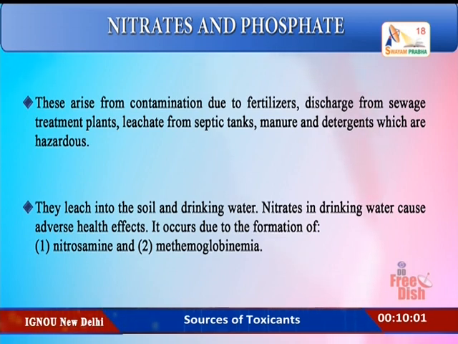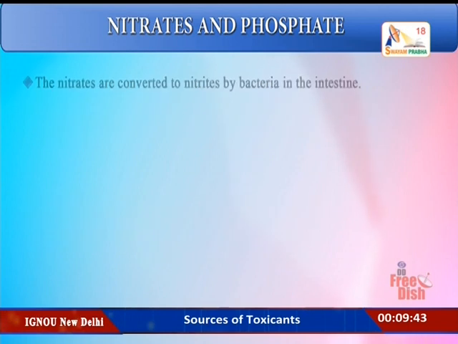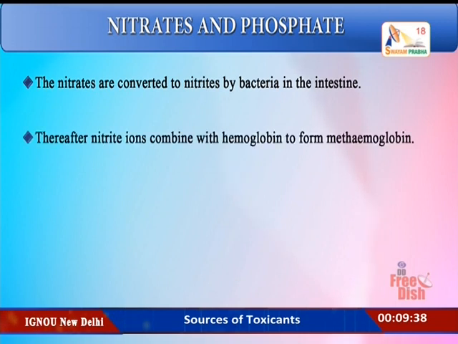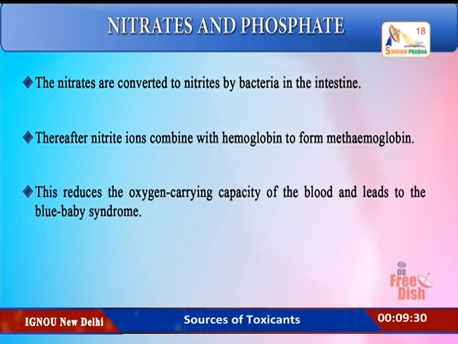Those children are referred to as having blue baby syndrome, and they actually appear blue in color because their oxygen carrying capacity is impaired and reduced. This occurs due to the formation of nitrosamine and methemoglobinemia. The nitrates are first converted to nitrites by the bacteria in the intestine. Thereafter, these nitrite ions combine with the hemoglobin and form methemoglobin. This methemoglobin reduces the oxygen carrying capacity of the blood, and that leads to blue baby syndrome.